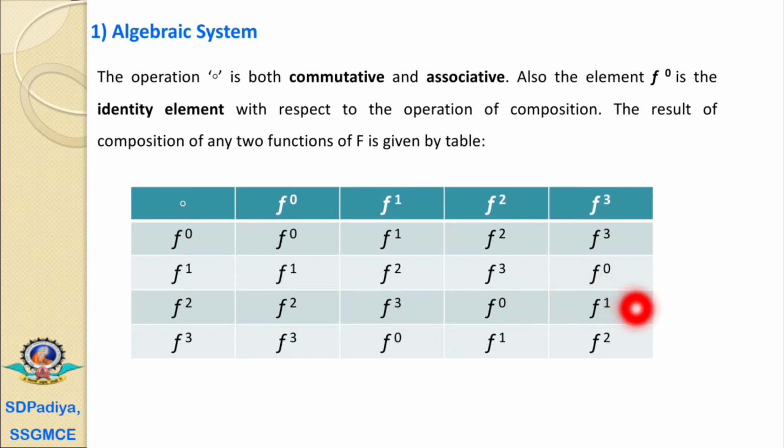F raised to power 2 composition f raised to power 3 is f raised to power 5, but similar to f raised to power 1. And same for the last row, f raised to power 3 composition f raised to power 0 is equal to f raised to power 3. F raised to power 3 composition f raised to power 4 is f raised to power 7, that is f raised to power 1. F raised to power 4 composition f raised to power 2 is f raised to power 6, that is the same as f raised to power 0. It will be f raised to power 5, that is the same as f raised to power 1, and that will be f raised to power 6, that is equal to f raised to power 2.